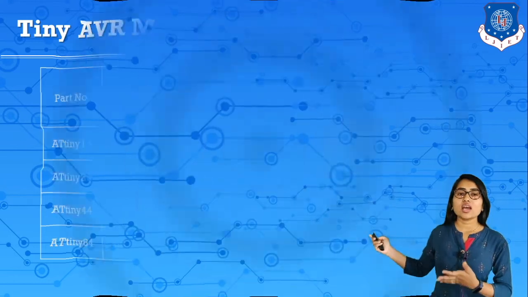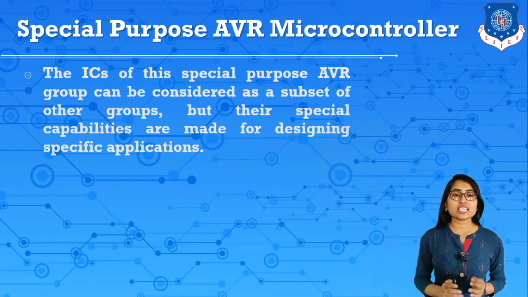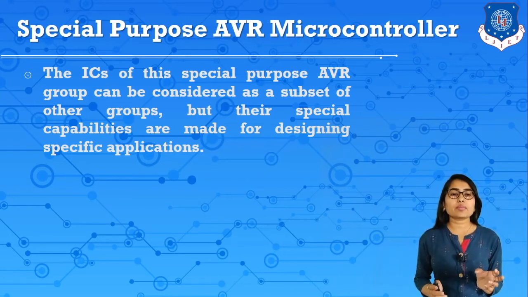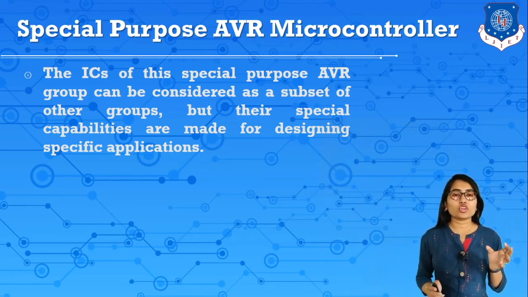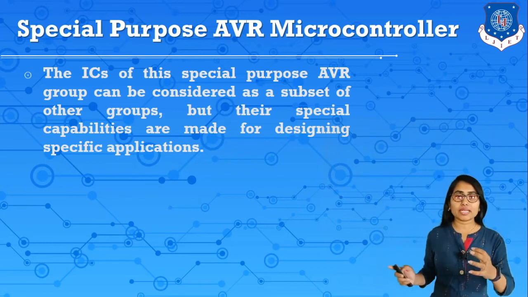Now next, special purpose AVR microcontroller. The ICs of this special purpose AVR group can be considered as a subset of other groups, but their special capabilities are made for designing a specific application. So this special purpose AVR microcontroller basically includes different ICs which are dedicated to one particular specific application.